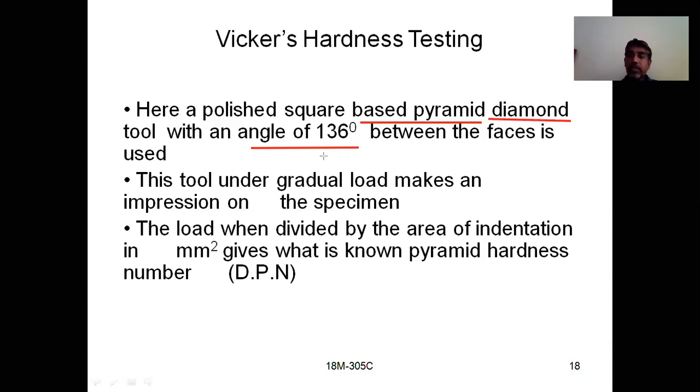So in this one, what have we discussed? We have discussed how to perform the test and which type of indenter we are going to use. Just remember, we are using a diamond indenter, that is the material is diamond. And what is the shape? It is quadrangular pyramid. What is the angle? The angle is 136 degrees between the opposite faces of the pyramid. You may have surrounding faces, but we have to take the angle between the opposite faces. So that angle should be 136 degrees.